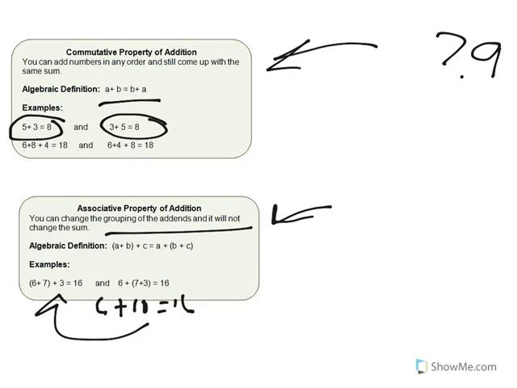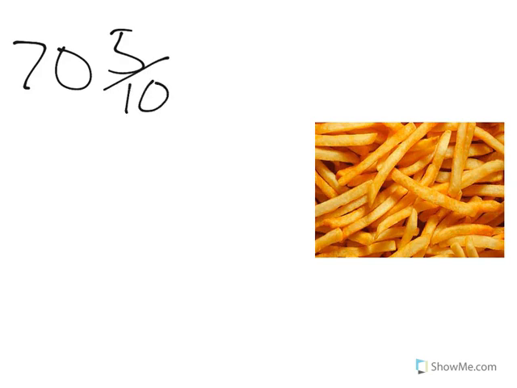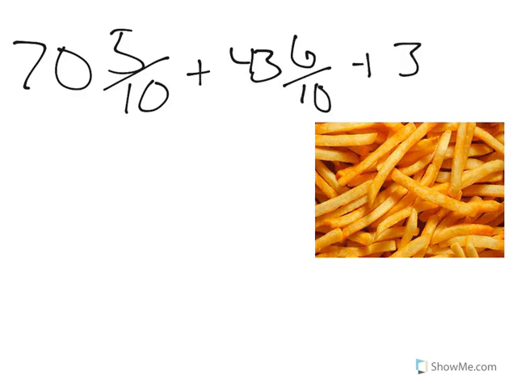We're going to deal more with this one down here than we are the commutative, but you need to be aware of the properties. So this lesson is going to take some steps. If I have 70 and 5 tenths, this is going to take multiple steps of work to do. So it's going to take some time. 43 and 6 tenths plus 34 and 5 tenths.